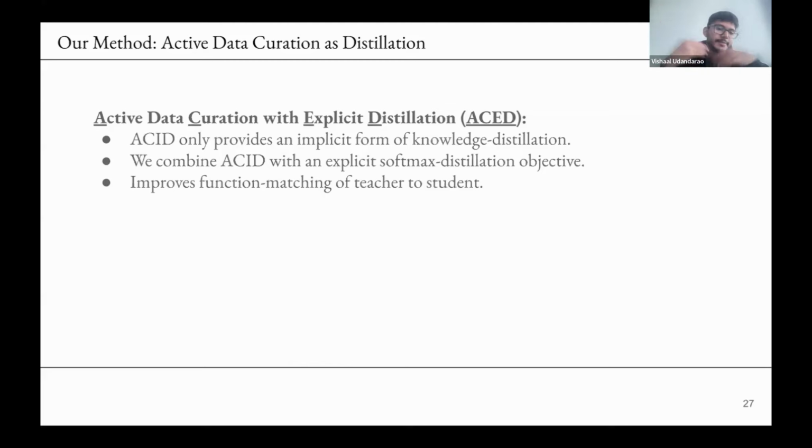To account for this, we simply combine our previous method with an explicit distillation objective, right? So the only difference from the previous slide is that you do everything exactly the same, except that at the end, you don't only use a contrastive loss, but you also use a distillation loss. And as we will show in our experiment, this improves function matching of the teacher to the student, hence giving us better performance.